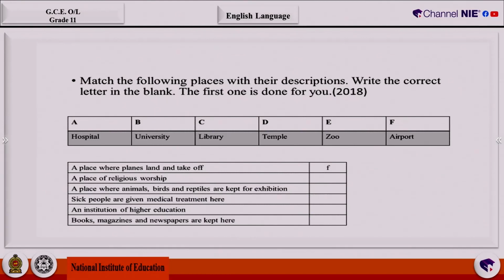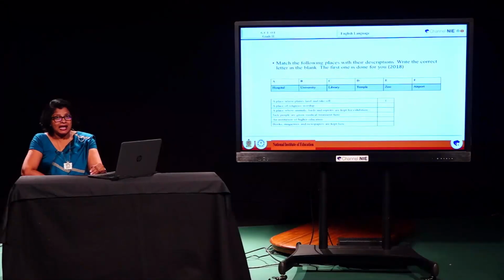A place of religious worship. Maybe we know the word religious. That is the only word we know, but still no worries, because when we know the word religious, the word that is related to religious must be the temple. A place where animals, birds, reptiles are kept for exhibition. Maybe you don't know the meaning of reptiles, but still there are two words to support you. They are animals and birds. So with that, we can guess the answer must be zoo.